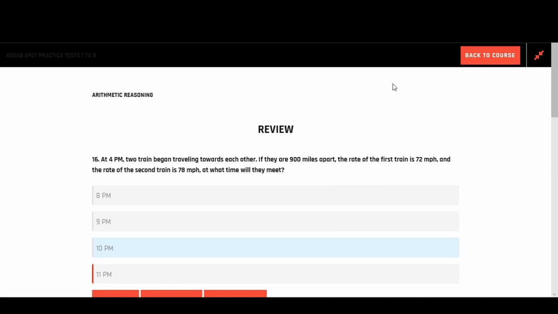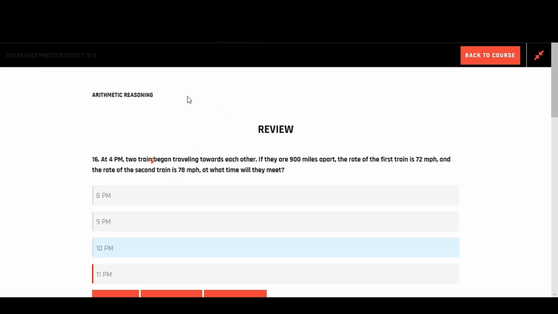Okay, number 16, the final problem says at 4 p.m., two trains, I gotta put an S there. At 4 p.m., two trains begin traveling towards each other. If they are 900 miles apart, the rate of the first train is 72 miles per hour, and the rate of the second train is 78 miles per hour. At what time will they meet?